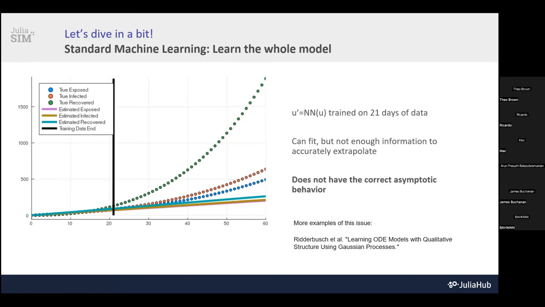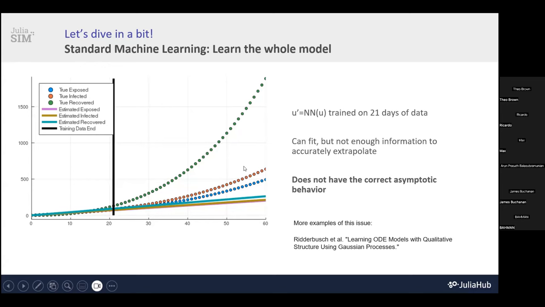The first thing you think is, well, what about just regular machine learning? So U prime equals a neural network. That's a neural ODE, right? There's no prior knowledge in here. This is just standard machine learning. So if we just say U prime can be any possible function, what it will learn is that there are a lot of different functions that can fit 21 days worth of early pandemic data. And so when you extrapolate forward, the prediction is not even close to what the pandemic is like, right?